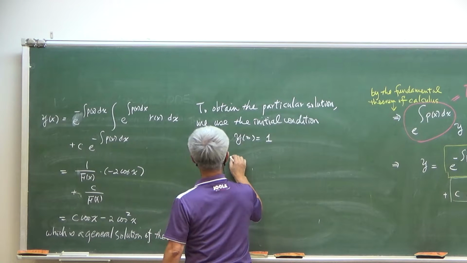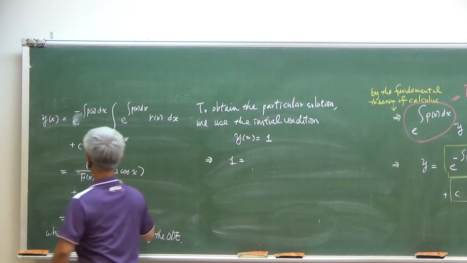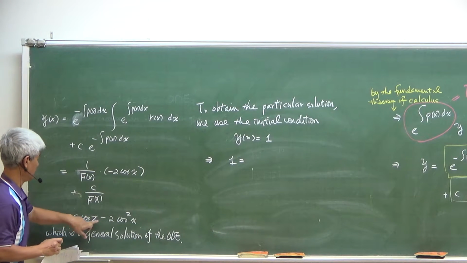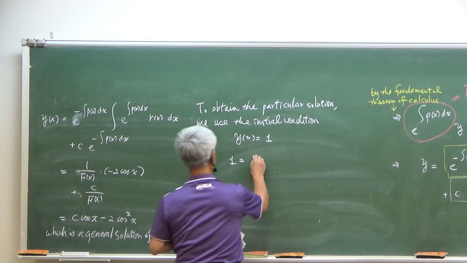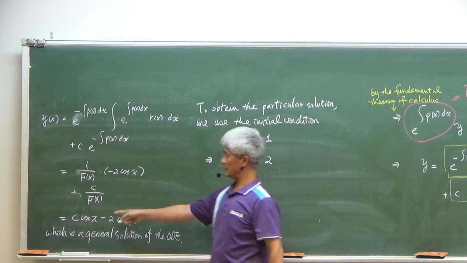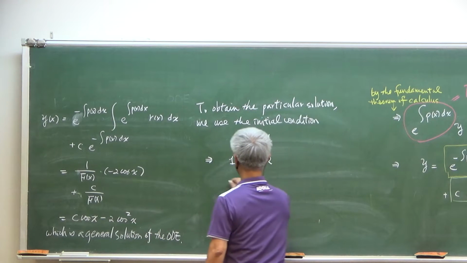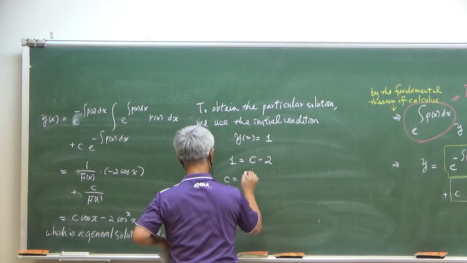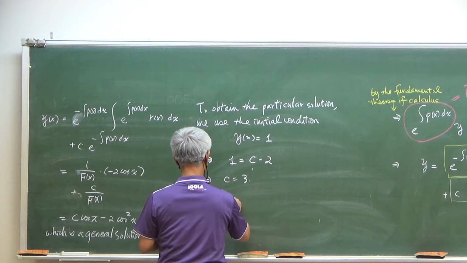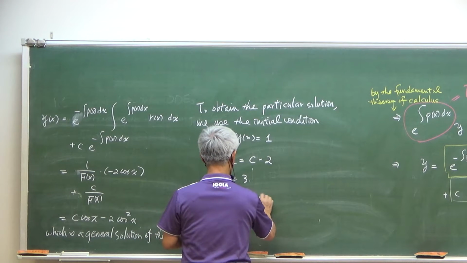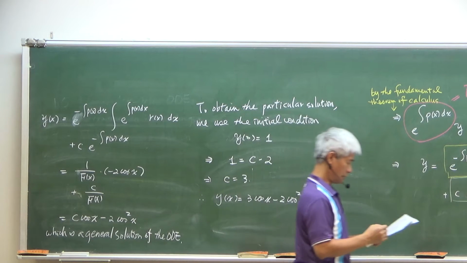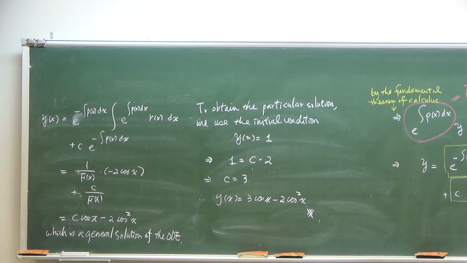So this implies 1 is equal to, so when you put 0 here, you get c minus 2. Because cosine 0 is equal to 1. And so you determine c equal to 3. That's y of x is equal to 3 cosine x minus 2 cosine square x. So this is our particular solution. Any questions?